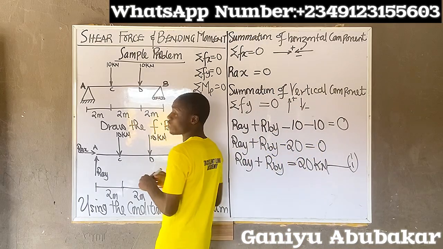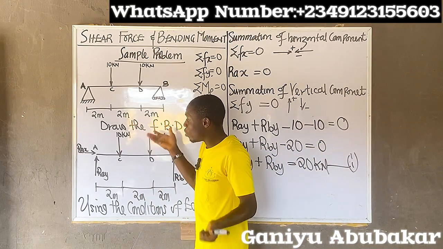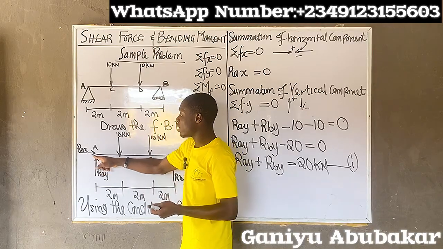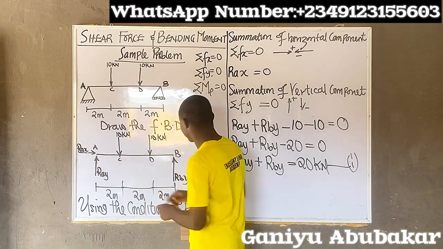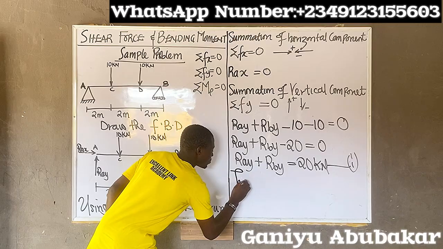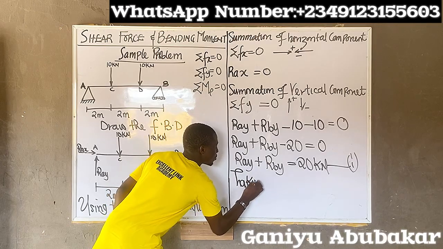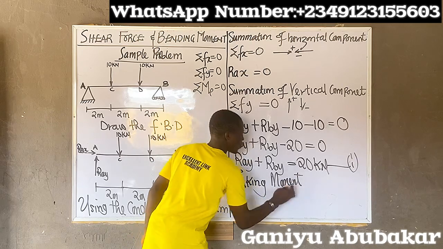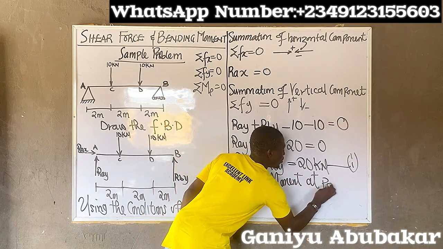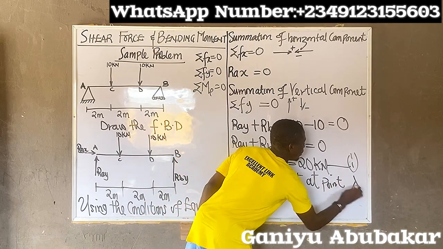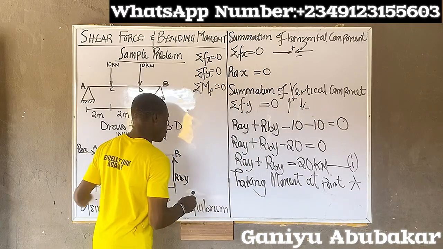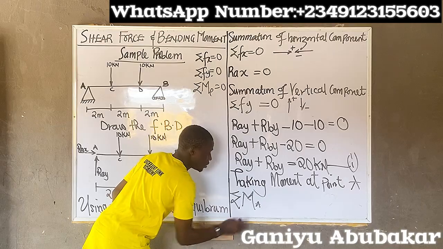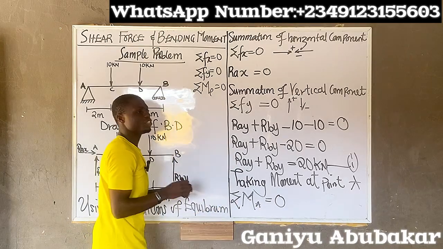At what point there? At point A. Why point A? Because point A has what? Two reactions. So always take moment where you have the two reactions. So taking moment at point A. That gives you summation of M at A equal to 0.